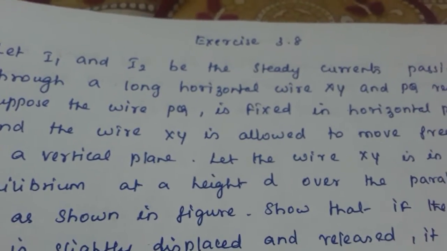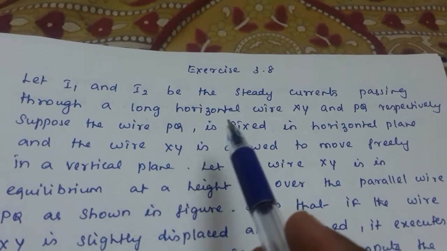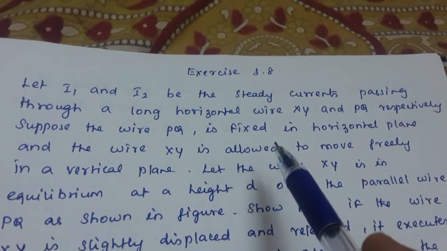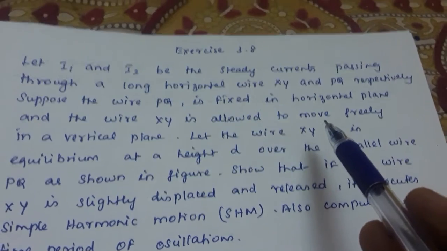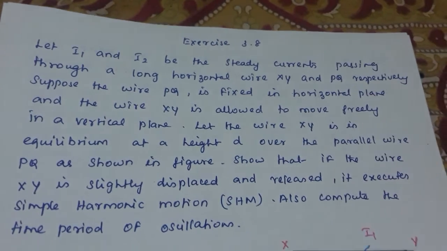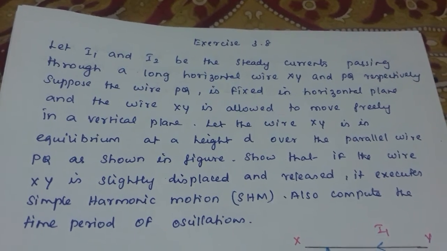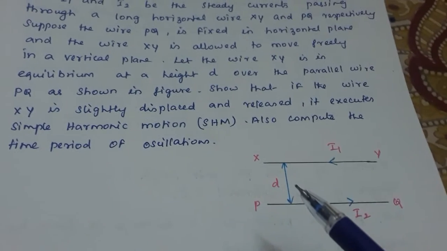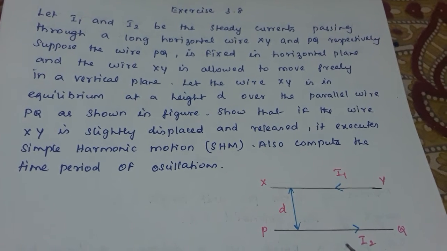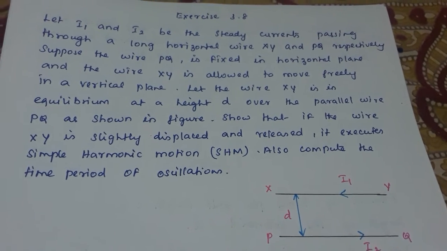Exercise 3.8. Let I1 and I2 be the steady current passing through a long horizontal wire XY and PQ respectively. Suppose the wire PQ is fixed in horizontal plane and the wire XY is allowed to move freely in a vertical plane. Let the wire XY be in equilibrium at a height D over the parallel wire PQ as shown in the figure. Show that if the wire is slightly displaced and released, it executes simple harmonic motion. Also compute the period of oscillation.